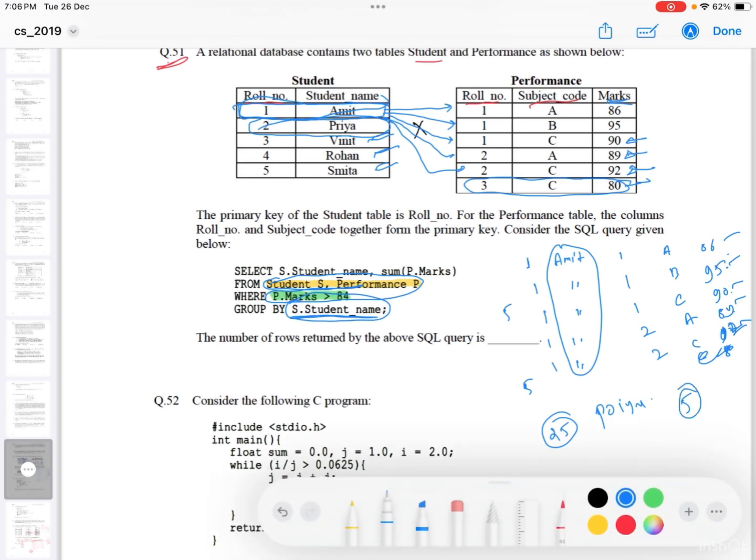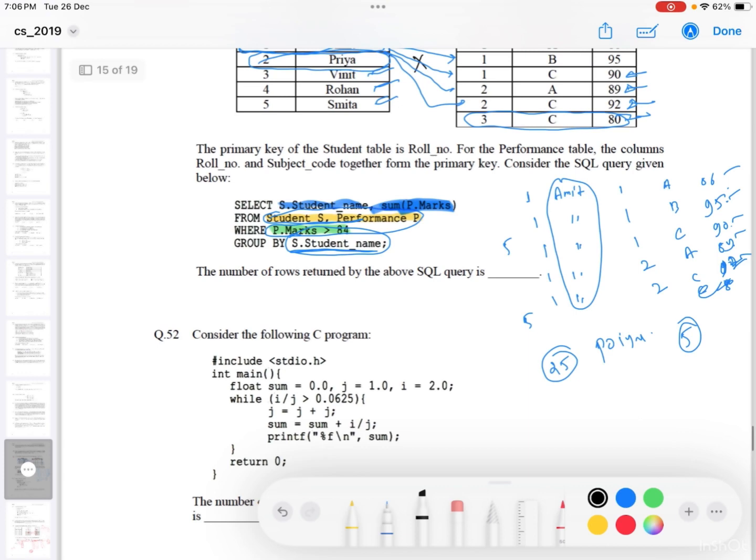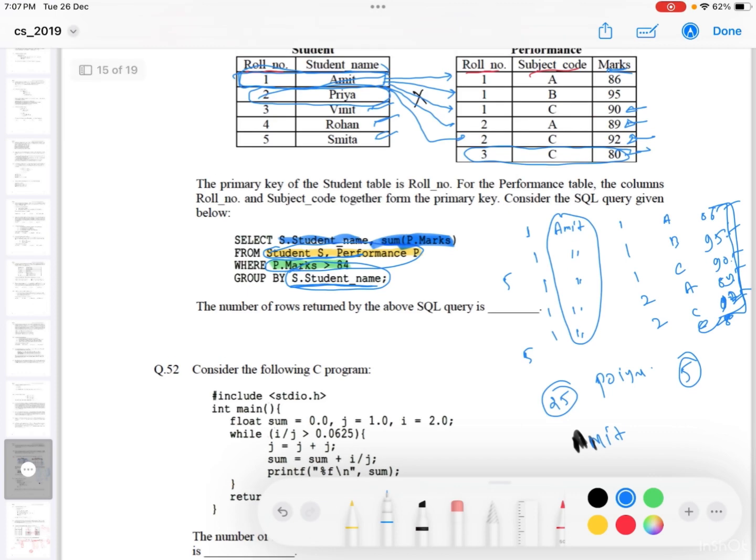You will have 5 groups, and what you are projecting at the end is the student name. So you will have all 5 student names, and you have grouped to sum up the marks. So at the end, what you are going to get is Amit, and it's the sum of these 5 marks. And similarly with Priya, Vinit, Rohan and Samita. So at the end, how many rows are returned by the SQL query? With this 1 group, and again with Priya, you will have 2 groups. So similarly, you will have 5 groups, and that is all. So the number of rows returned is 5. Okay, thank you.